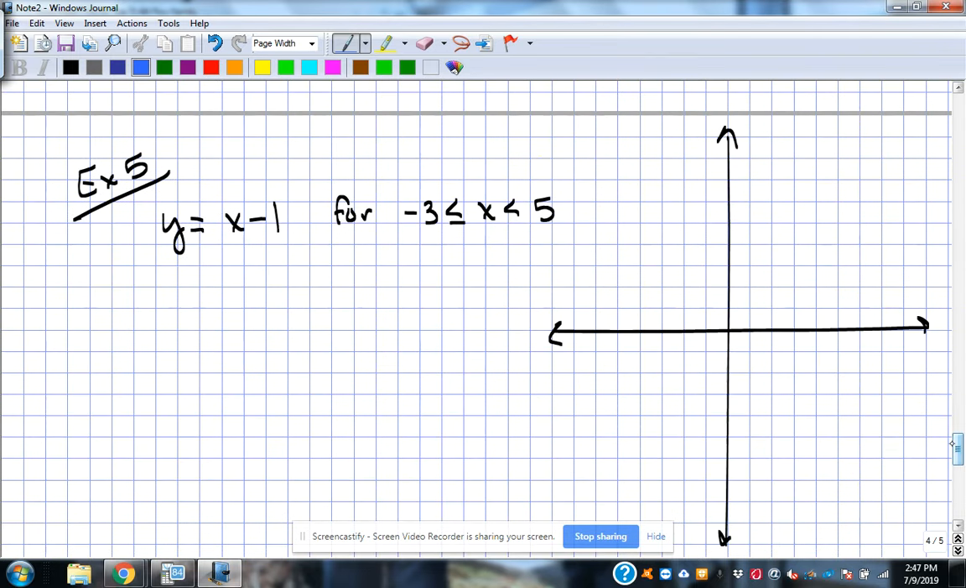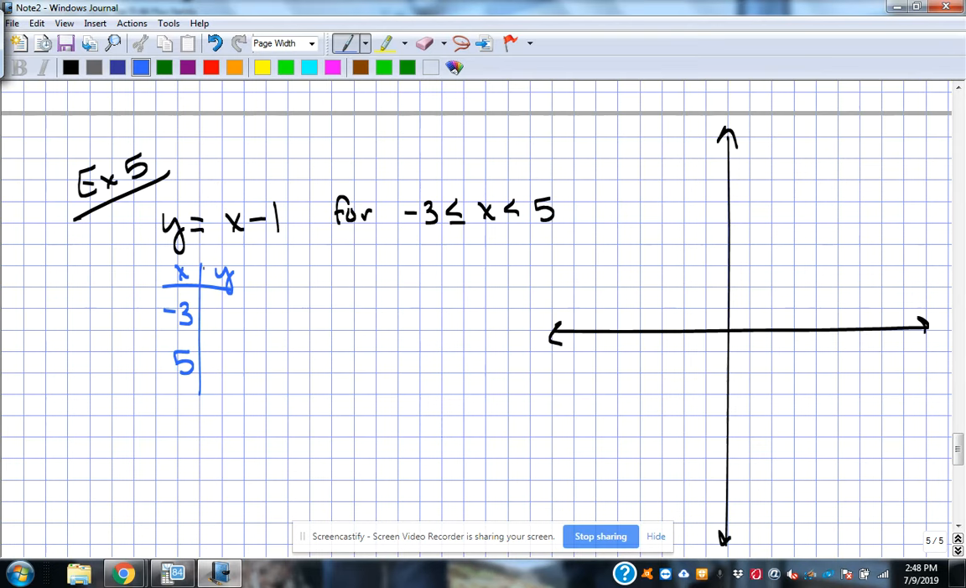Last one, y is equal to x minus 1, but only for -3 less than or equal to x less than 5. So it's between -3 and 5. What we would want to do here is find out, we know it's a straight line because the equation is x minus 1, slope of 1, y-intercept of -1. But we need to do that for a certain area. The graph is between -3 and 5. So I'm going to find out what's going on at -3 and what's going on at 5.